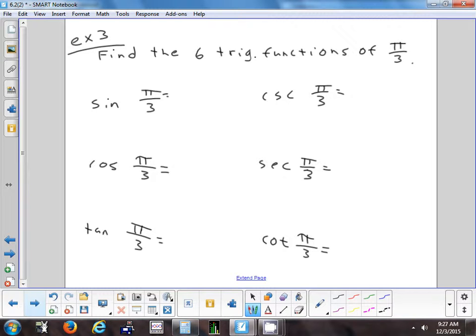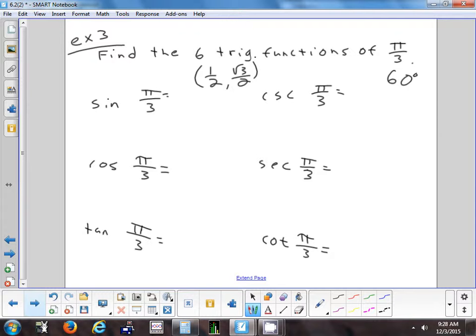Okay. Now this one says find the 6 trig functions of pi over 3. Okay. What might you want to do first here? Yeah. If you don't know what pi over 3 is, it is 60. You could change to degrees. Okay. Looks like some people already know it's 60. So now, does anybody remember? If not, we're going to have to make a sketch. But what's our coordinate for 60? 1/2, square root of 3 over 2.